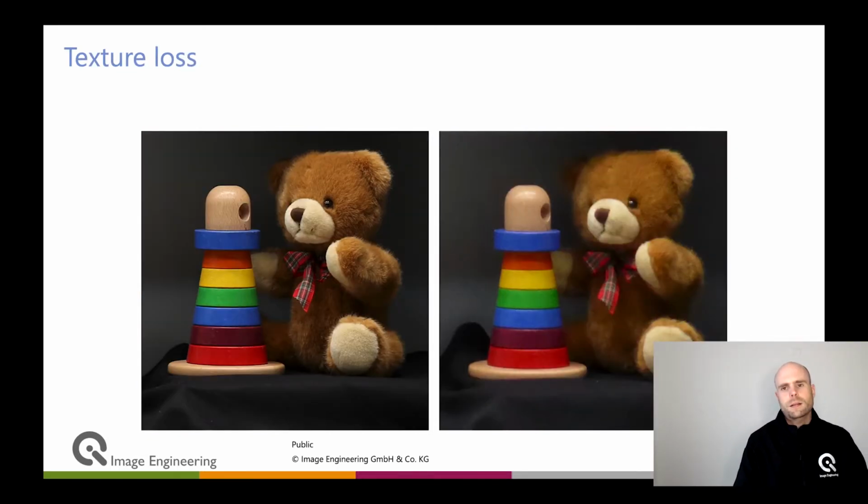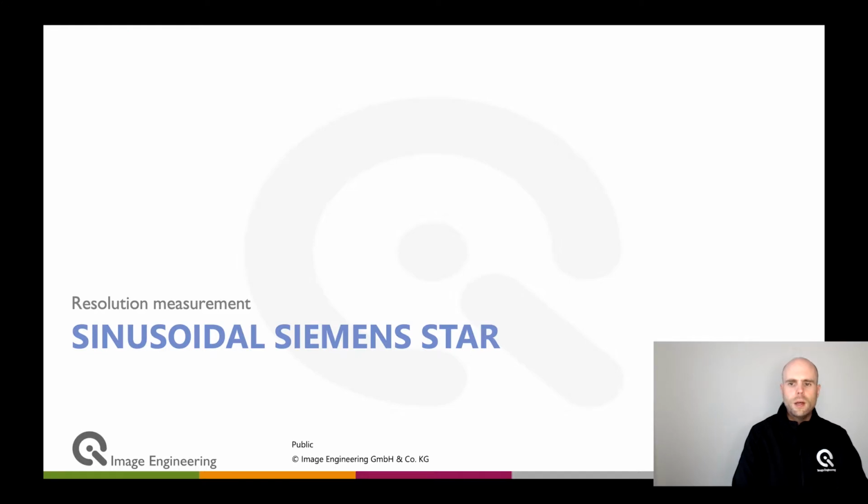Another aspect that I'm going to talk about is the texture loss, so the loss of low contrast fine details, seen here like in the fur of the teddy bear or in the wooden structure of the toy. Okay, which methods do we actually have to measure resolution?